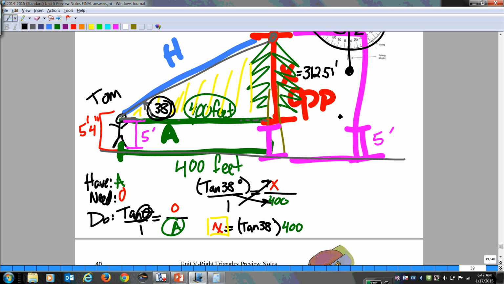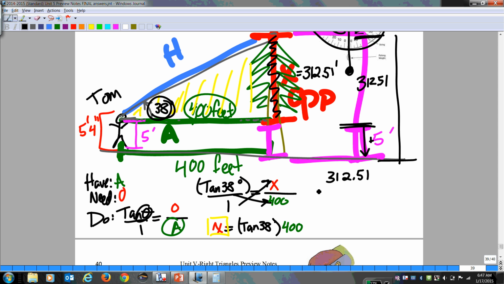312.51 feet. Now, very important, that's not the height of the tree because the tree goes all the way to the ground and that 312 only goes from here to here. So it stops short 5 feet. So to get the true height, we have to add. So your actual height here is 317.51 feet.